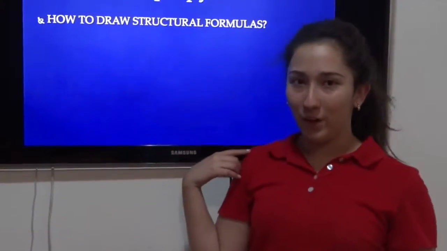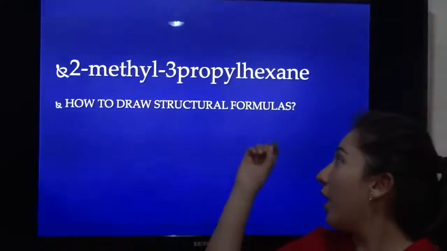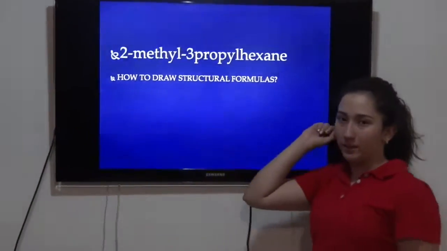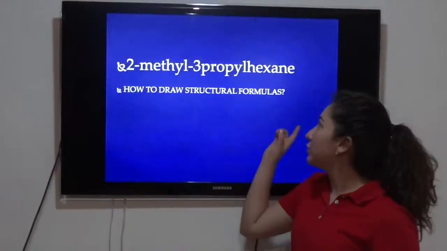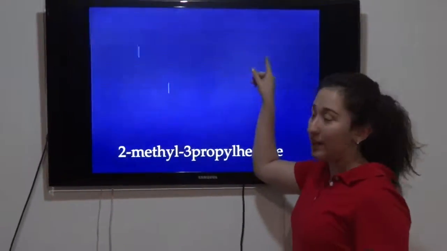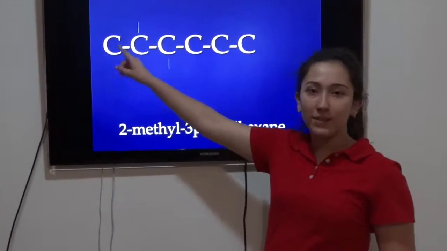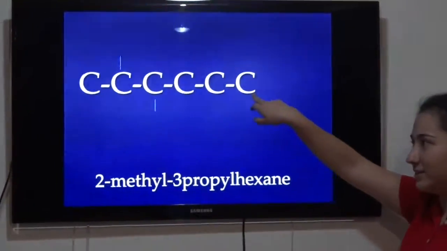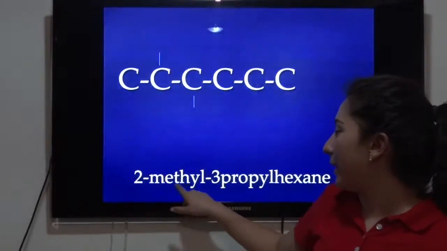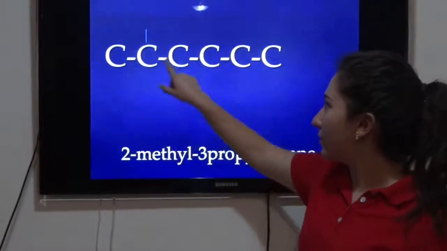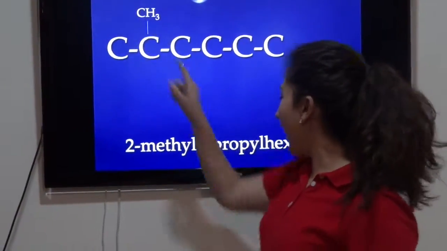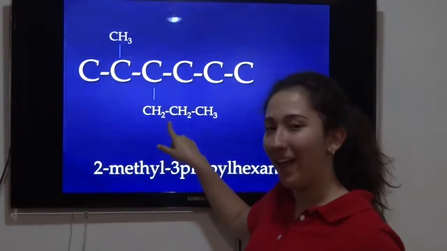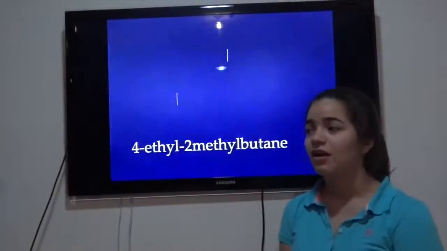In this part of the video, I'm going to show you how to draw structural formulas with this example: 2-methyl-3-propylhexane. The first thing we need to do is draw the parent chain, that is hexane. Here we have the 6 carbons: 1, 2, 3, 4, 5, and 6. Then we need to identify the branches: 2-methyl and 3-propyl. So that's how you draw a structural formula.